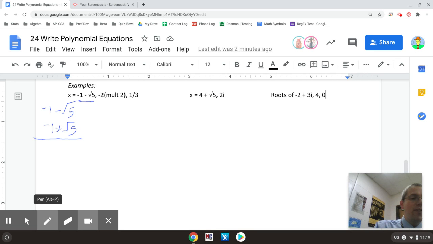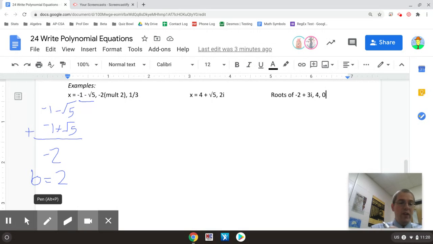So when I find the sum, I will add those up. -1 plus -1 is -2. And very conveniently, the negative square root of 5 and the positive square root of 5 would cancel out if I were adding them up. So that means my sum is just -2. And what this means is the value of B in my quadratic is the opposite of that, or 2. So B is always the opposite of my sum.